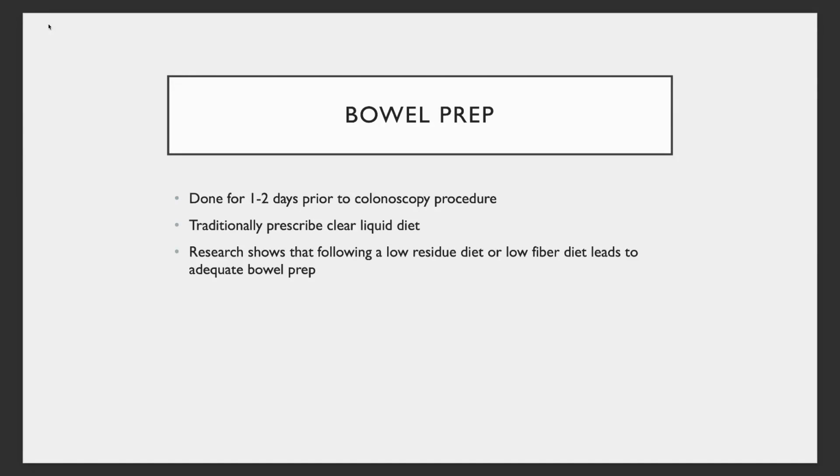So typically, a patient would follow a clear liquid diet for 1 to 2 days prior to the procedure. But research has shown that following a low residue diet on the day prior to the colonoscopy procedure can lead to adequate bowel prep, meaning you're getting a colonoscopy on Tuesday. Normally, you would follow a clear liquid diet for the full Monday, and then for Tuesday up until you get your procedure. Research has shown, however, that following a low residue, low fiber diet that Monday, and then transitioning into a clear liquid diet just the day of the procedure, can lead to adequate bowel prep.